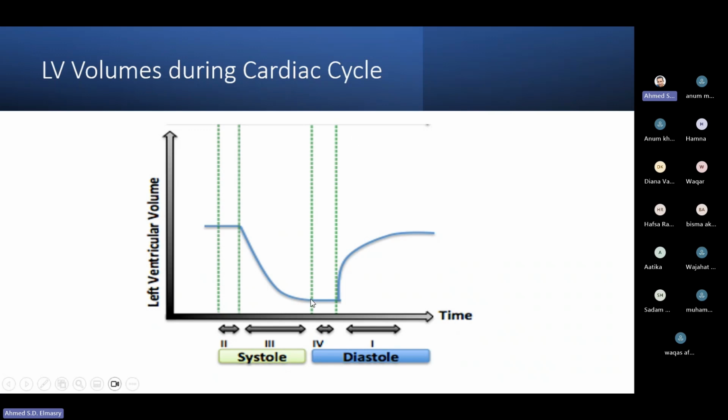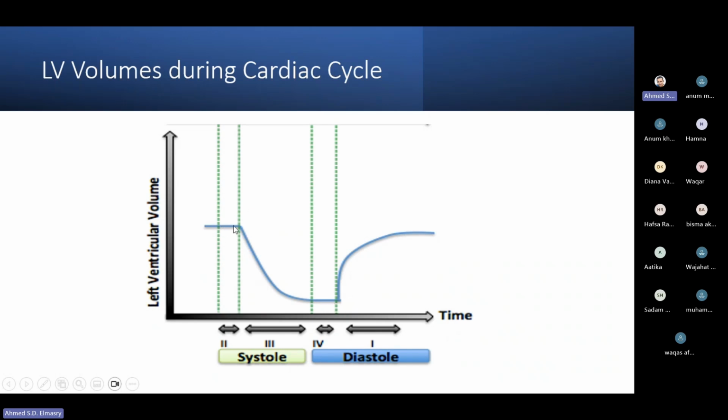After that, the aortic valve at this point will start closing. And at the same time, because the mitral valve is still closed, during the isovolumetric relaxation phase you will notice that there is no change in the volume inside the left ventricle, because the aortic valve is closed and the mitral valve is still closed. At the end of this phase, the mitral valve will start opening and the left ventricle volume will increase, because this is the initiation of the left ventricle diastolic filling phase.